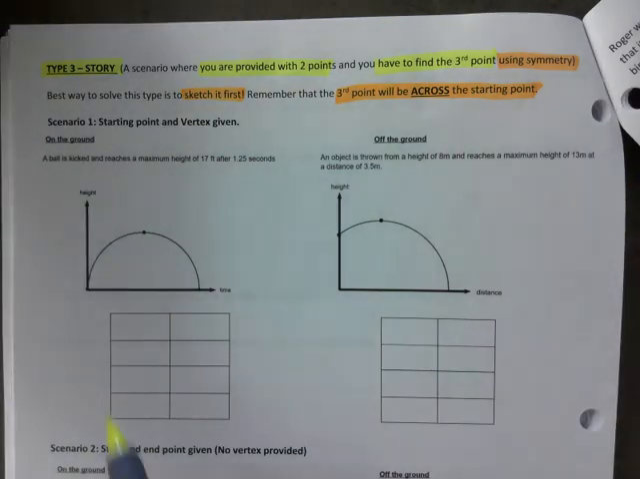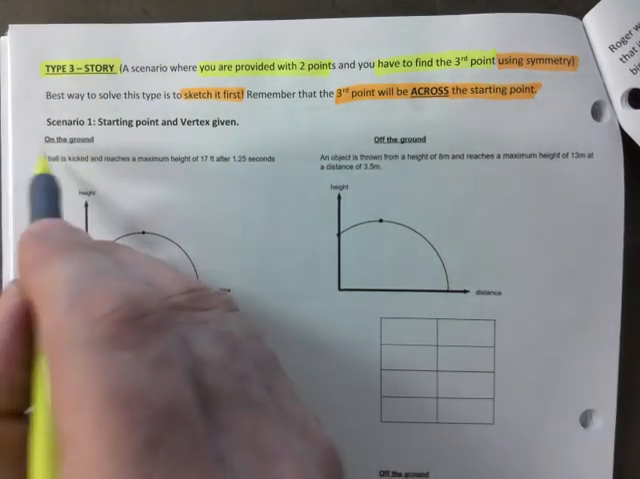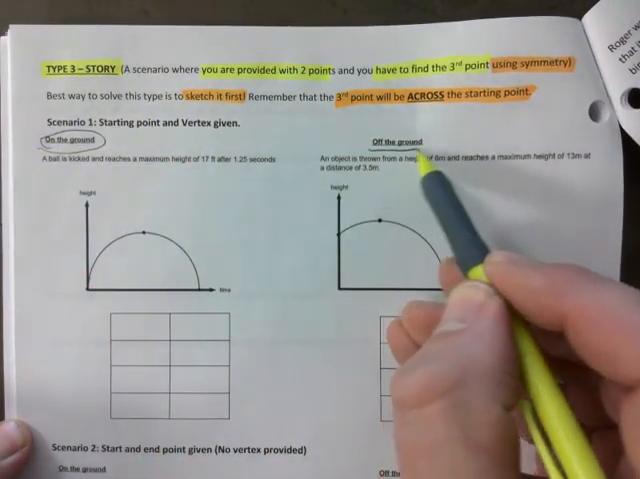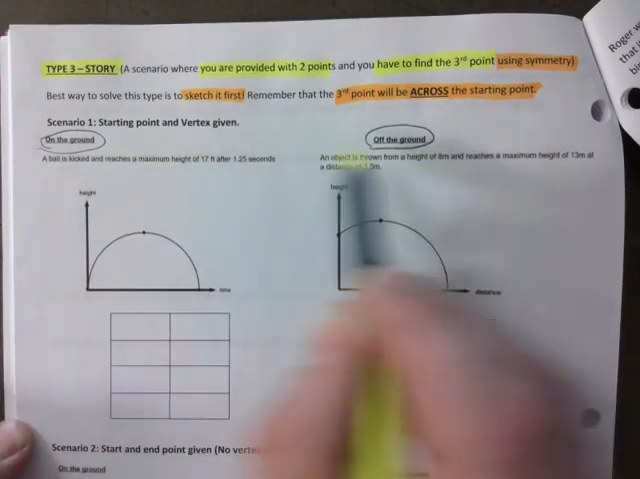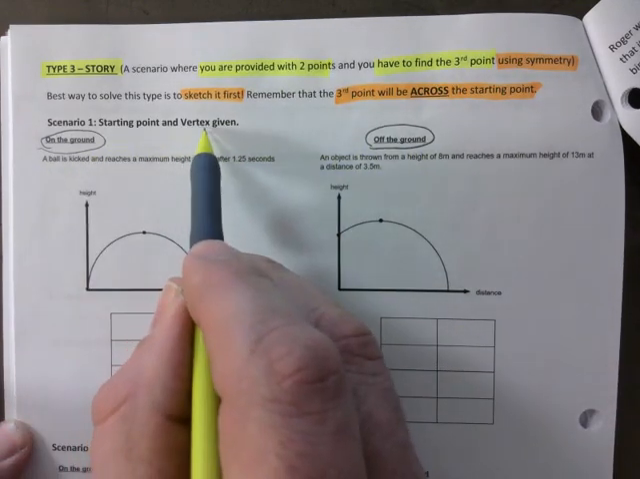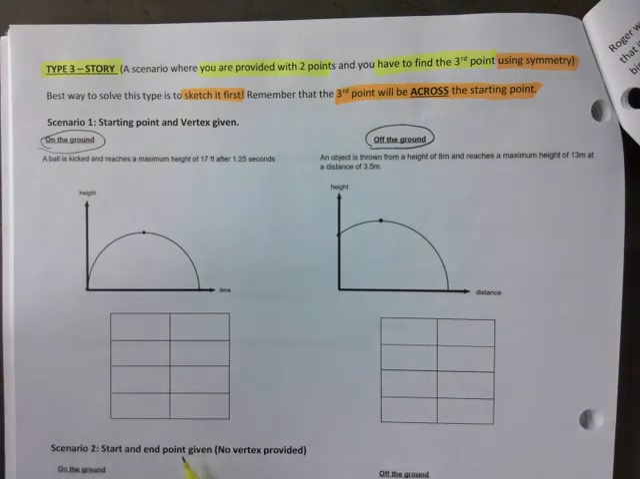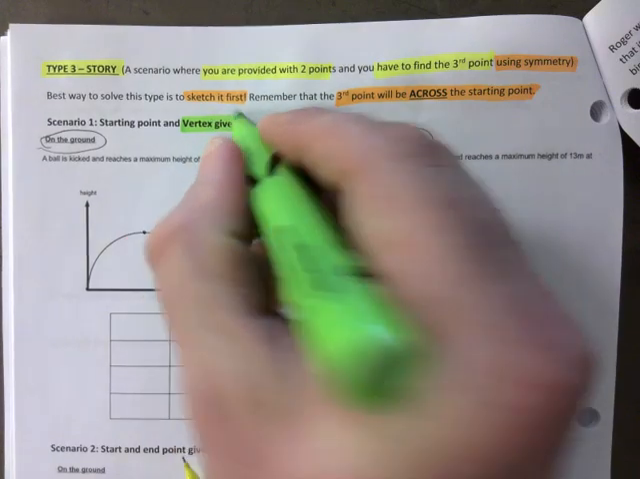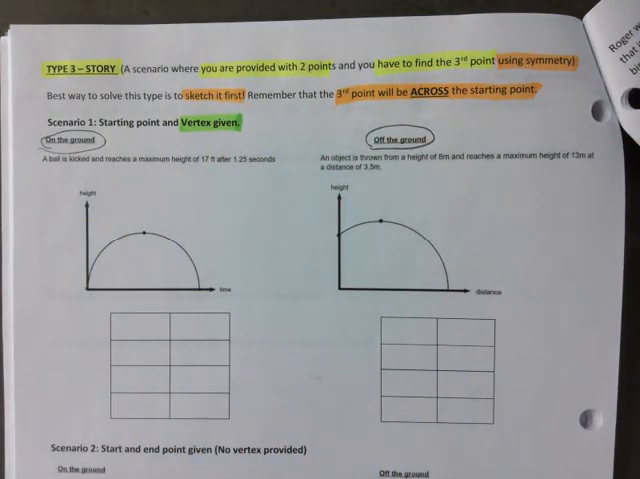So let's say you have a scenario. The left side revolves around on the ground, and this would be off the ground, right? So 2 different scenarios. And in this particular case, the vertex is given. So that's something I need you to highlight with a different color. So the vertex is given.